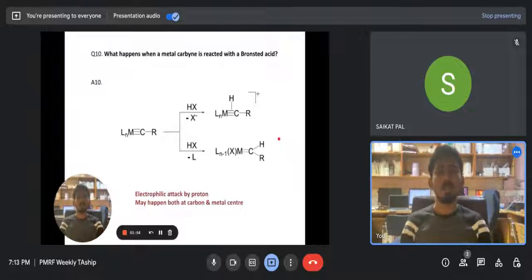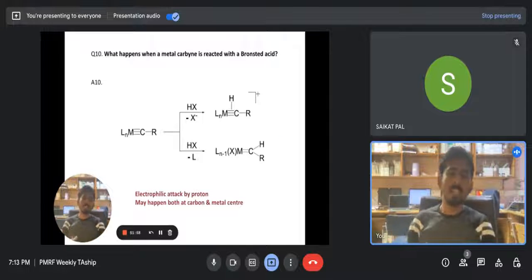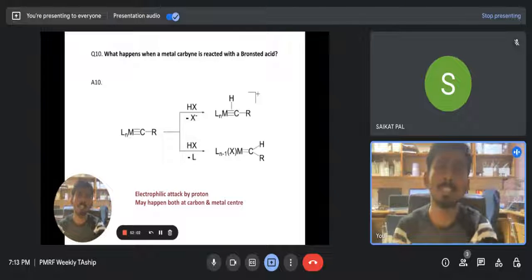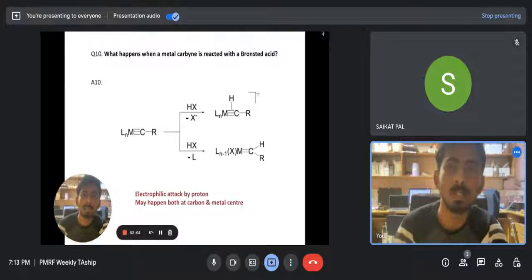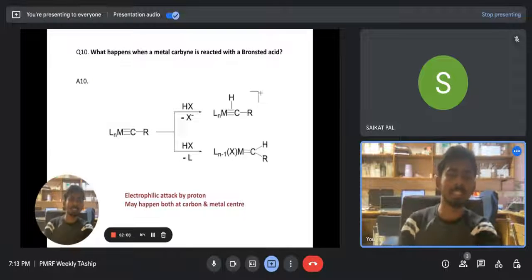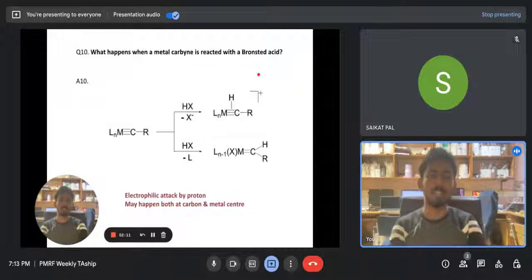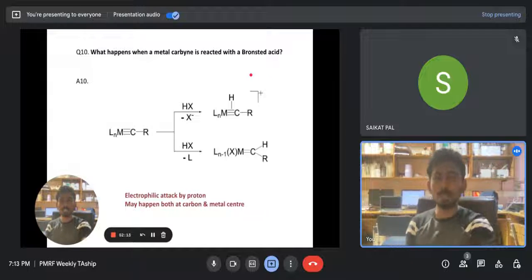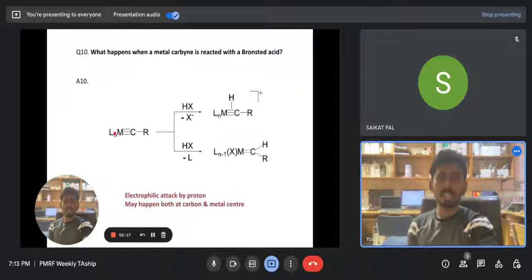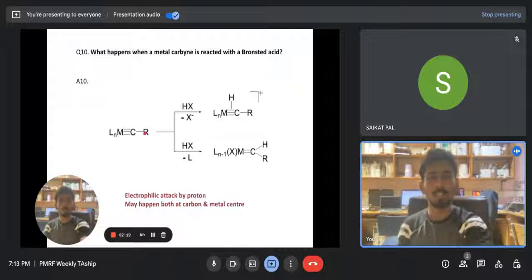In the last example, we are going from the metal carbonyls to the metal carbynes that I have discussed in the last slide. What happens when a metal carbyne is reacted with a Bronsted acid? So in this case, the Bronsted acid is HCl or HF or HBF4. So it is a typical metal carbyne where you can see a typical metal carbon bond is present, LnM triple bond C bonded to R.